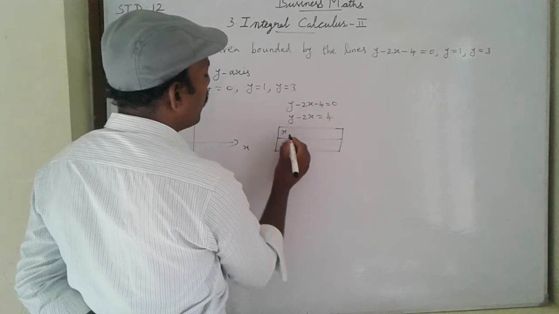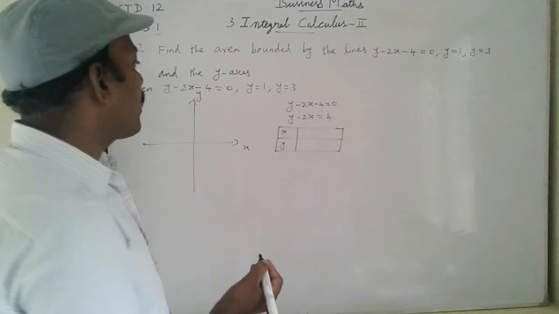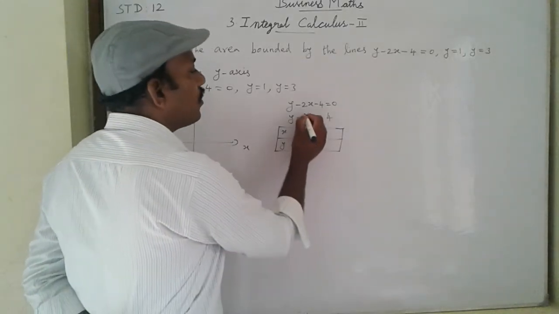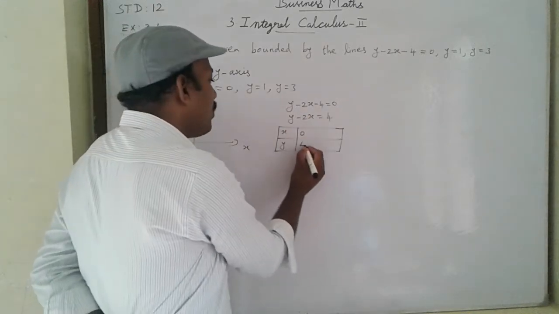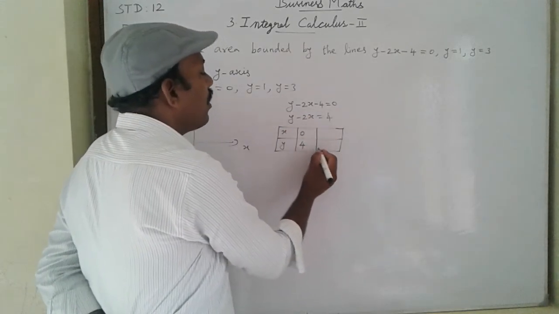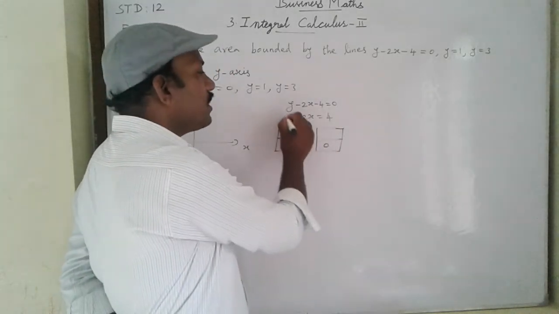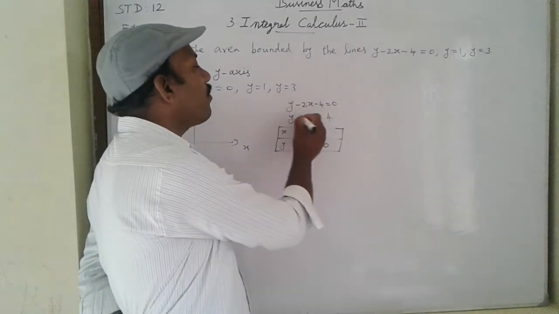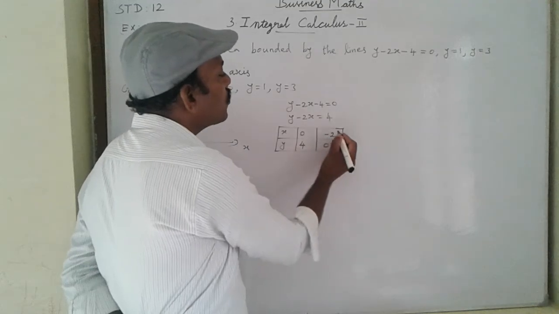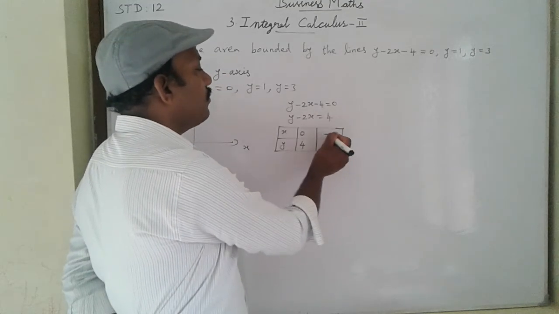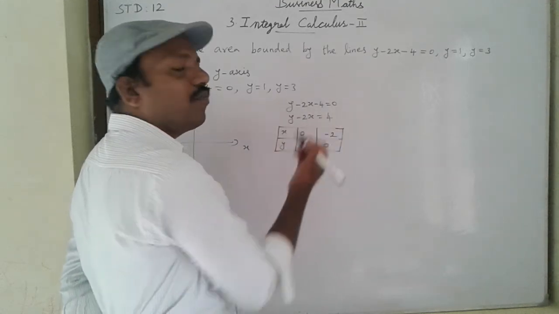Make a table of x value, y value. First we substitute x is 0. Then 2 into 0 is 0, so y equal to 4. So y value is 4. Next y value 0, we substitute 0. Then x equal to 4 divided by minus 2, which is minus 2. So when y is 0, x value is minus 2.